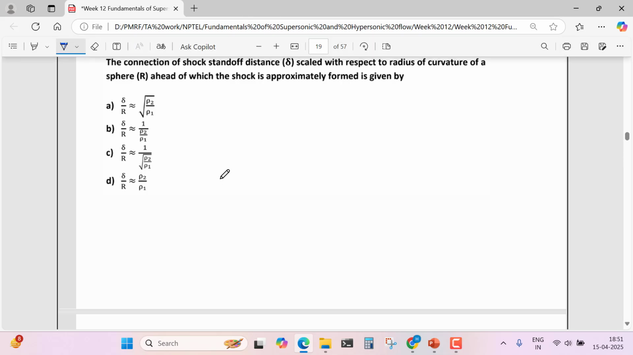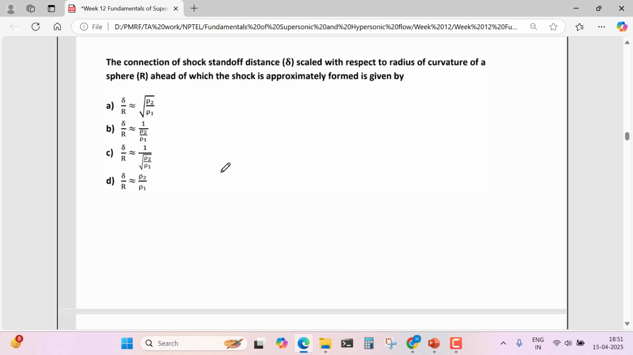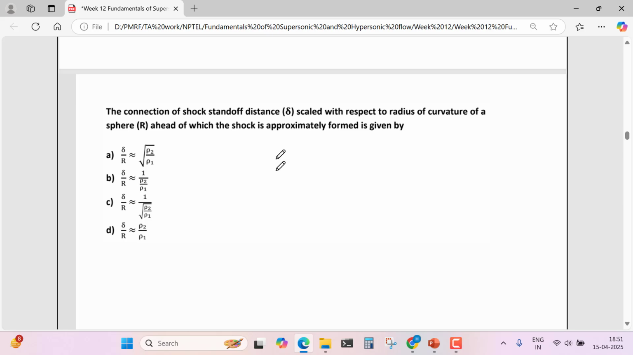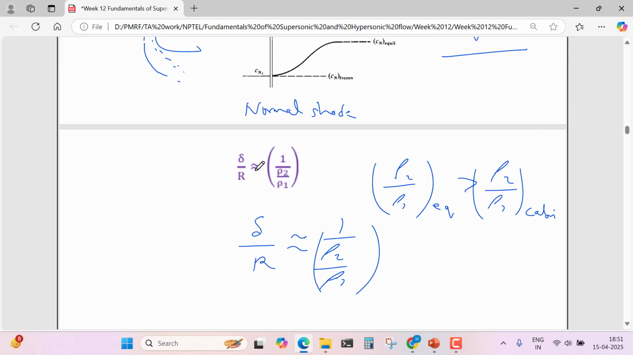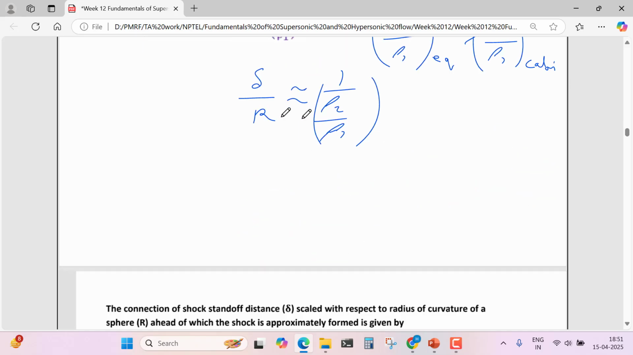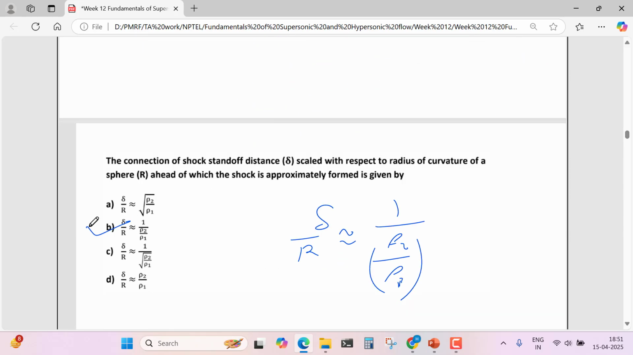So what will be the answer for this problem? In the previous problem itself, we saw that delta upon r is approximately equal to 1 upon rho 2 by rho 1. So option B is the correct option.